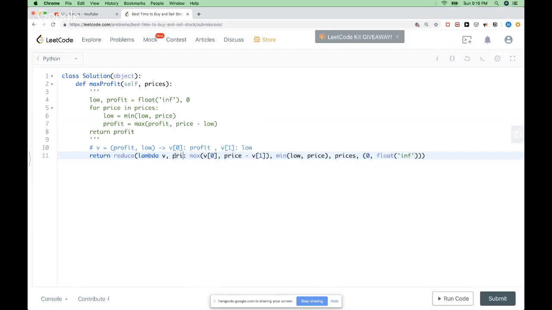So price is this here, right? So we could just make it p instead to make this faster. And so it's min of low and p. What is low? Low is v1 actually, as we established here. And basically reduce will return us, after we go through the entire prices, the final value of profit and the final value of low. But we are interested only in the final value of profit. So we just need to get that by getting the zero index, because profit is the one at zero index, as you see here.